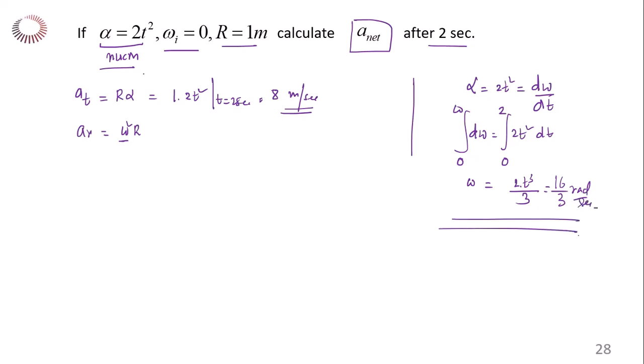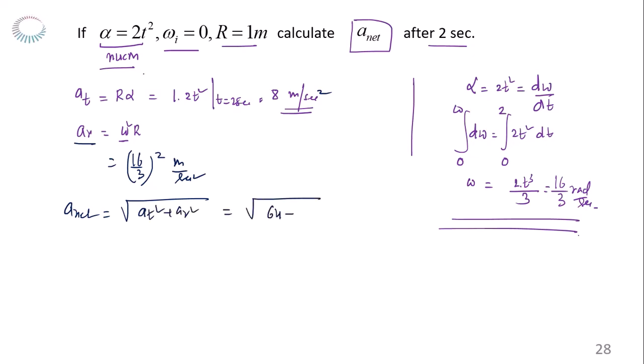Corresponding to that omega, what is a_r? Now I can calculate a_r as omega squared into R. So 16 by 3 whole squared into R, which is 1. So that is the a_r number in meter per second squared. Acceleration. Now you are asked to calculate a_net. a_net should be under root of a_t squared plus a_r squared. What is a_t? a_t is 8, so squared is 64. Plus a_r squared means 16 by 3 whole to the power 4. So the root of that will be the answer in meter per second squared. That will be your answer.